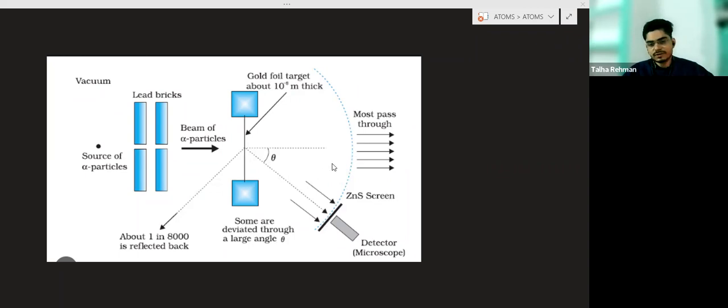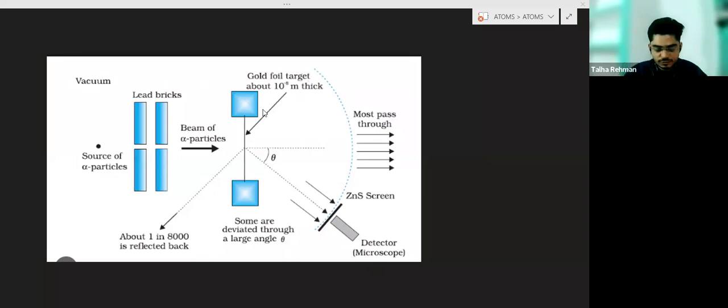When the alpha particle strikes this screen, a flash of light will be there. And this is a detector, a microscope detector. This will detect the collision of the alpha particle with the screen. So basically, this is an experimental setup.